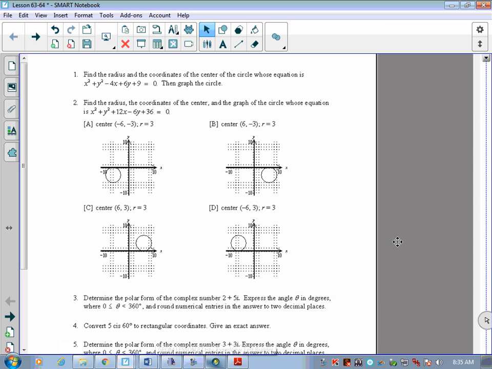So the answer on number 2, just so I'm getting that portion of it recorded, is D. You should have gotten (x plus 6) squared plus (y minus 3) squared equals 9, giving you a center of negative 6, 3 with a radius of 3.